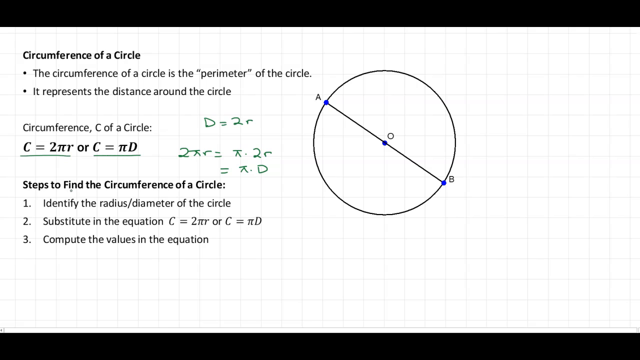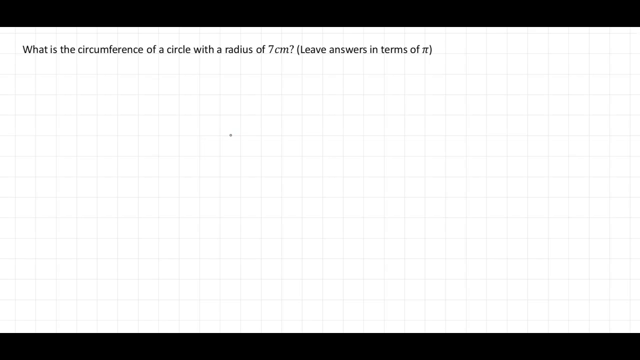Now, how are we going to find the circumference of a circle? First thing you want to do is identify the radius or the diameter of the circle, and then you will substitute the radius or the diameter in this. C equal to 2 pi r if you have a radius, C equal to pi multiplied by diameter if you have the diameter, and then you go ahead and compute the values in the equation. Let's look at some examples.